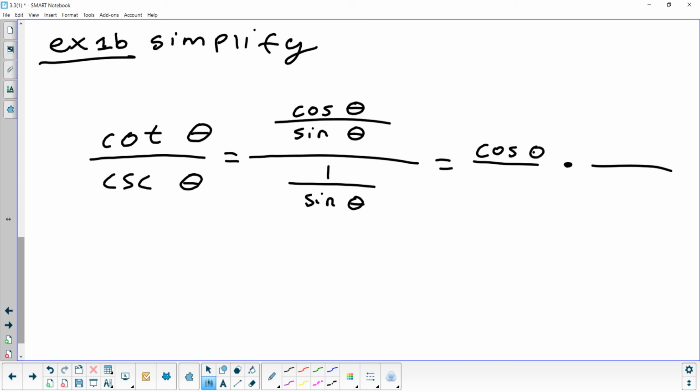Yep. When you have to divide two fractions, you keep the top the same and you multiply by the reciprocal, so sine over 1. Now, what's going to happen when you multiply those two fractions together? The sines are going to cancel out. And what are you left with? Just cosine. We don't need to write over 1. It's just cosine.